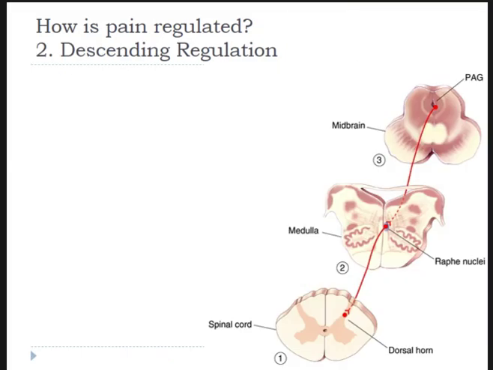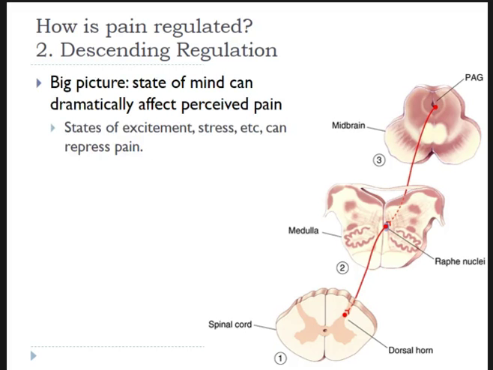Here's another way. This is called descending regulation. If the last one was about two afferent inputs talking to each other and one's negating the other, this one is about descending regulation. That is information from the brain traveling down from the brain into the spinal cord and basically shutting down pain pathways. There are many ways this can happen. We're going to talk about just one.